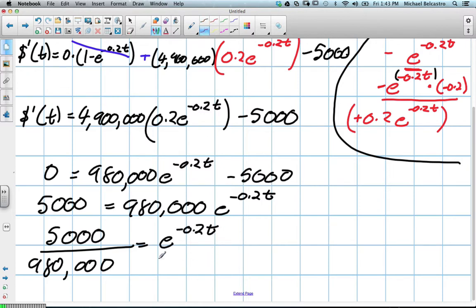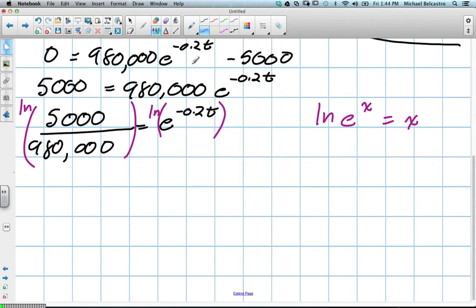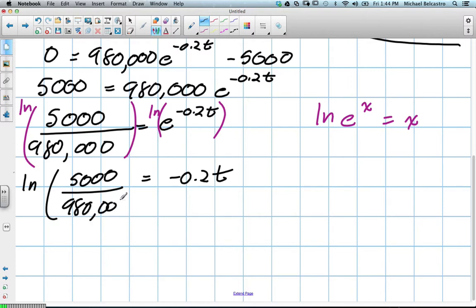Now this is a rule we do need to know: ln of e to the power of x is equal to just the exponent x. So the natural logarithm of e to a power is equal to that exponent. So what we're going to do is take the ln of both sides. The reason is that on this side, the ln of e to this will just leave us with negative 0.2t, so we can now isolate for t. It makes it far simpler. On this side, though, we're going to have to plug this into a calculator: the ln of 5,000 divided by 980,000, which I will need your help for.